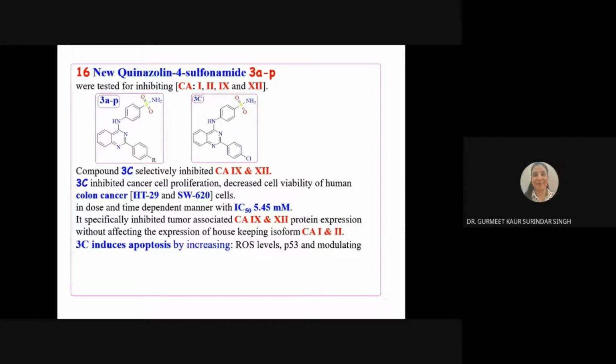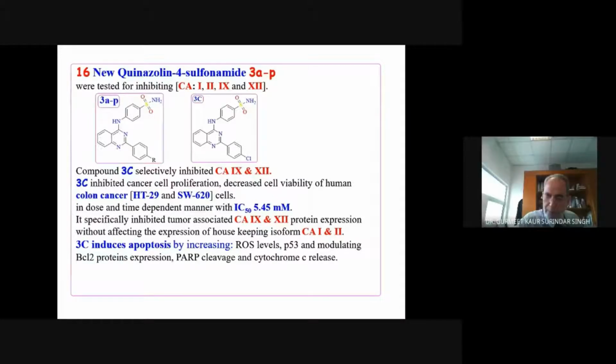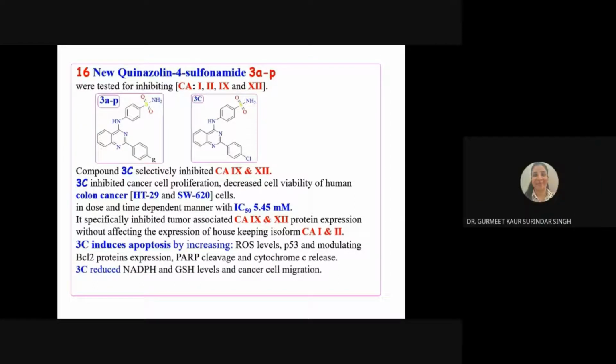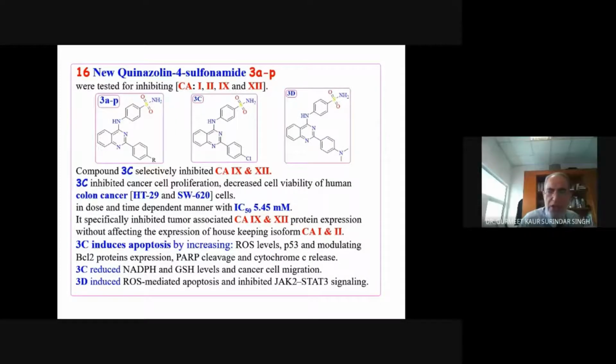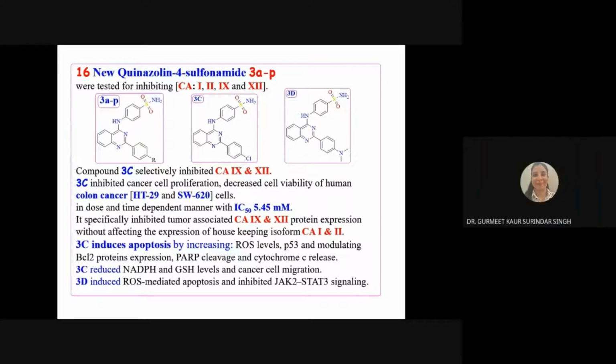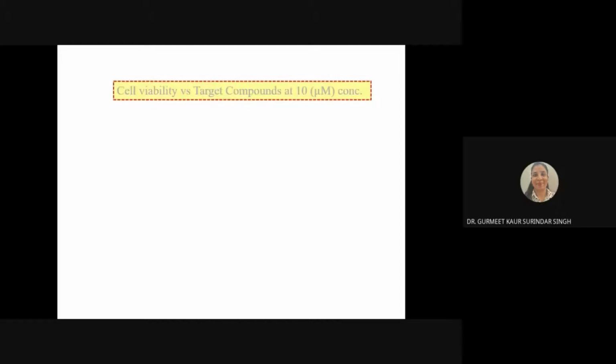We found the mechanism behind this to be increasing ROS levels, p53, and modulating BCL2, BCL-XL, and poly ADP ribose polymerase and cytochrome C release. It also reduced NADPH, GSH levels and cell migration. However, 3D was not as strong or as potent as 3C, but it also followed the same mechanism, because as we see from the structure, the difference between both compounds is very simple.